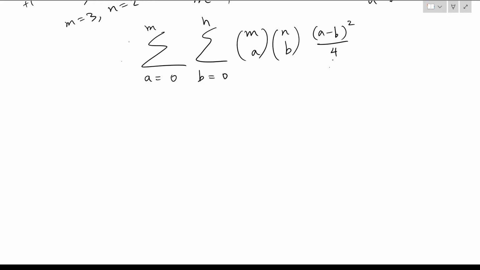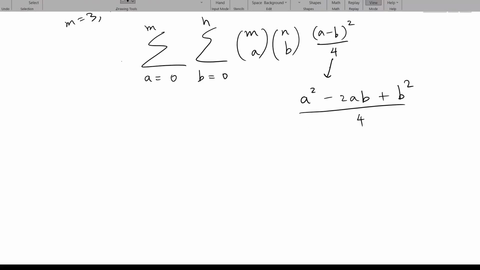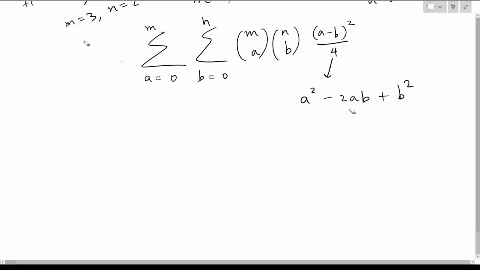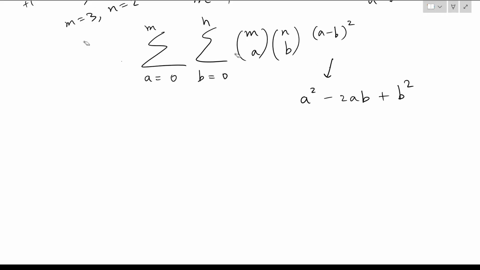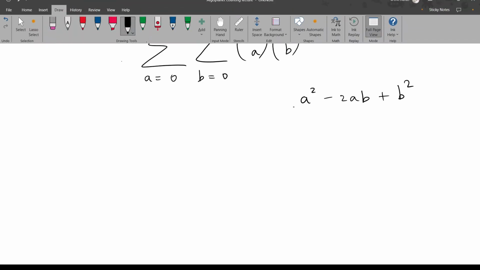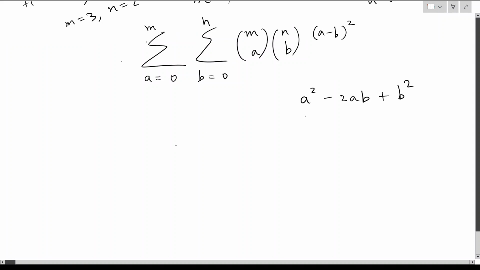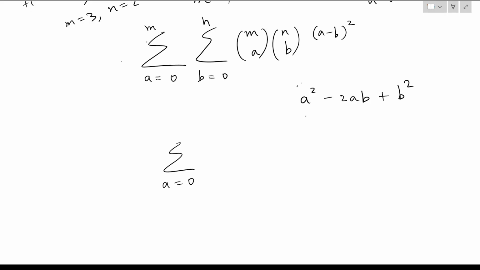Okay, so we'll start by expanding this out. It expands to a square minus 2ab plus b square divided by 4. Let's get rid of the by 4. It's not adding anything in terms of computing difficulty. We can simply divide by 4 at the end. So it's really this expression that we're dealing with. And so the sum just becomes the sum over a from 0. Let's actually split this into three things based on this, this, and this. So all we really need to sum is this expression.